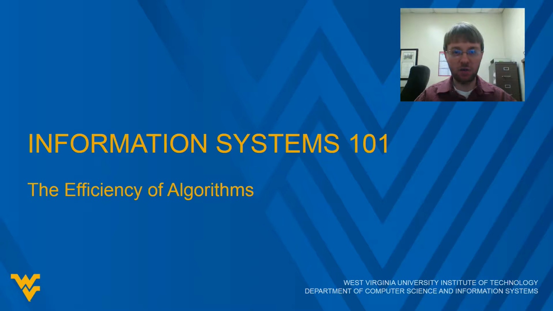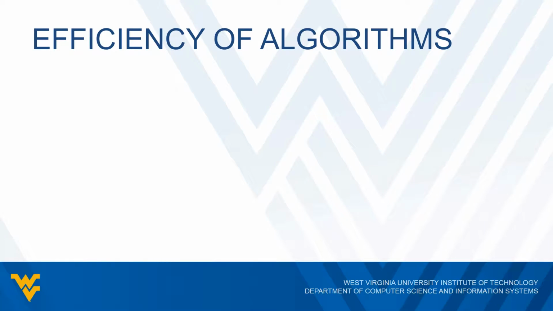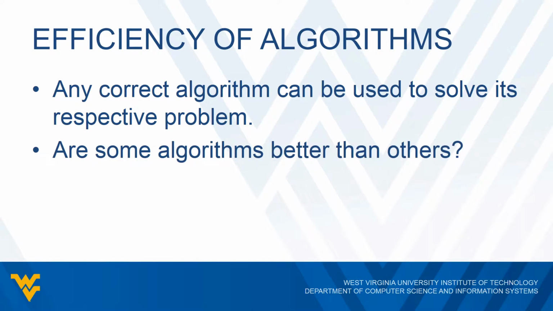In this lecture, we'll take a look at how we determine the efficiency of algorithms. Finding algorithms to solve problems is an important part of computer science. In fact, as long as the algorithm is correct, we can use it to solve that problem. That also means that we could have several correct algorithms for a particular problem. So they'll all work, but the question we have to ask is, is any of them better than the others?